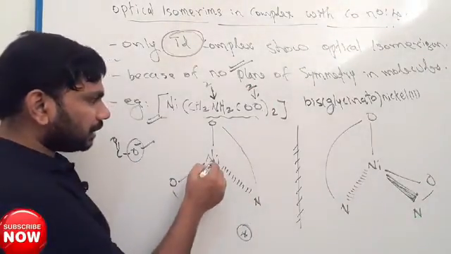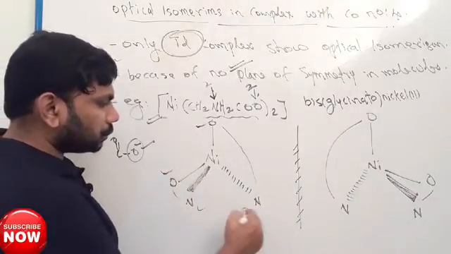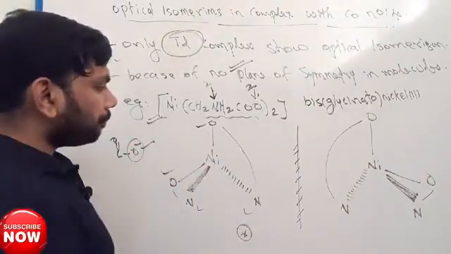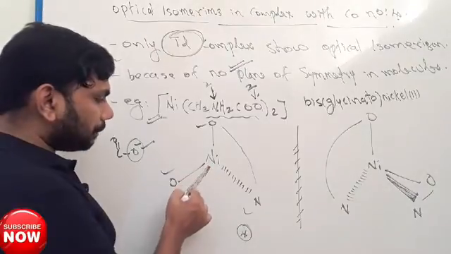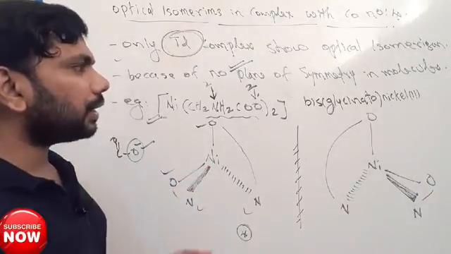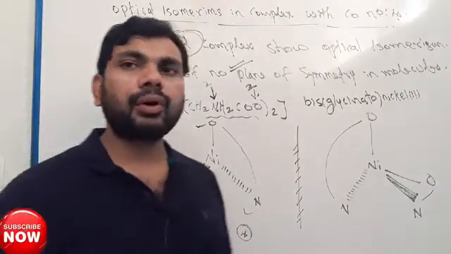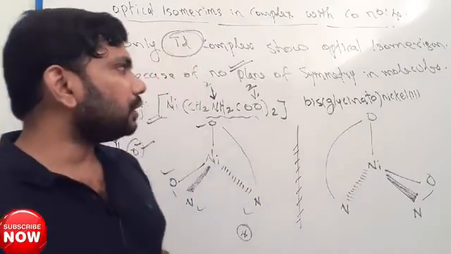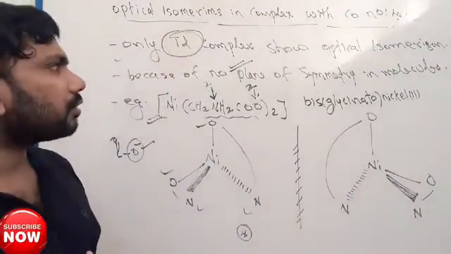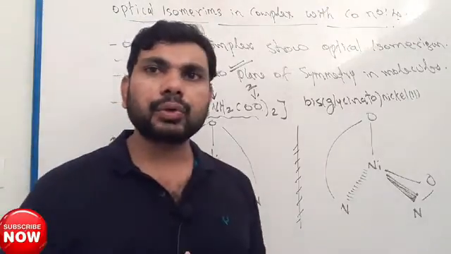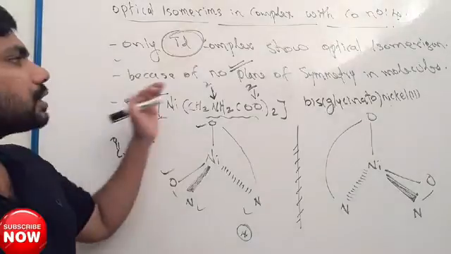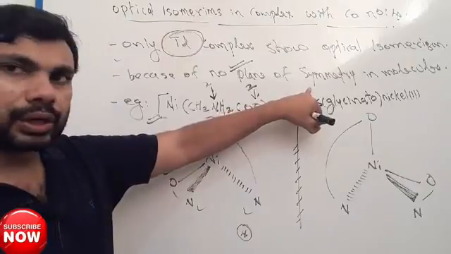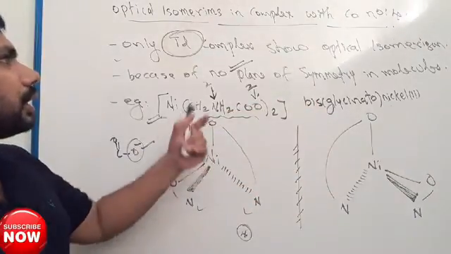So look here: nickel, 2 oxygen and 2 nitrogen. They are not in the same plane. This is above the plane and this is below the plane, and that's why this type of tetrahedral coordination compound shows optical isomerism. So you have to remember that only tetrahedral complexes show optical isomerism because they are not in the same plane. They have no plane of symmetry. And square planar complexes do not show optical isomerism.